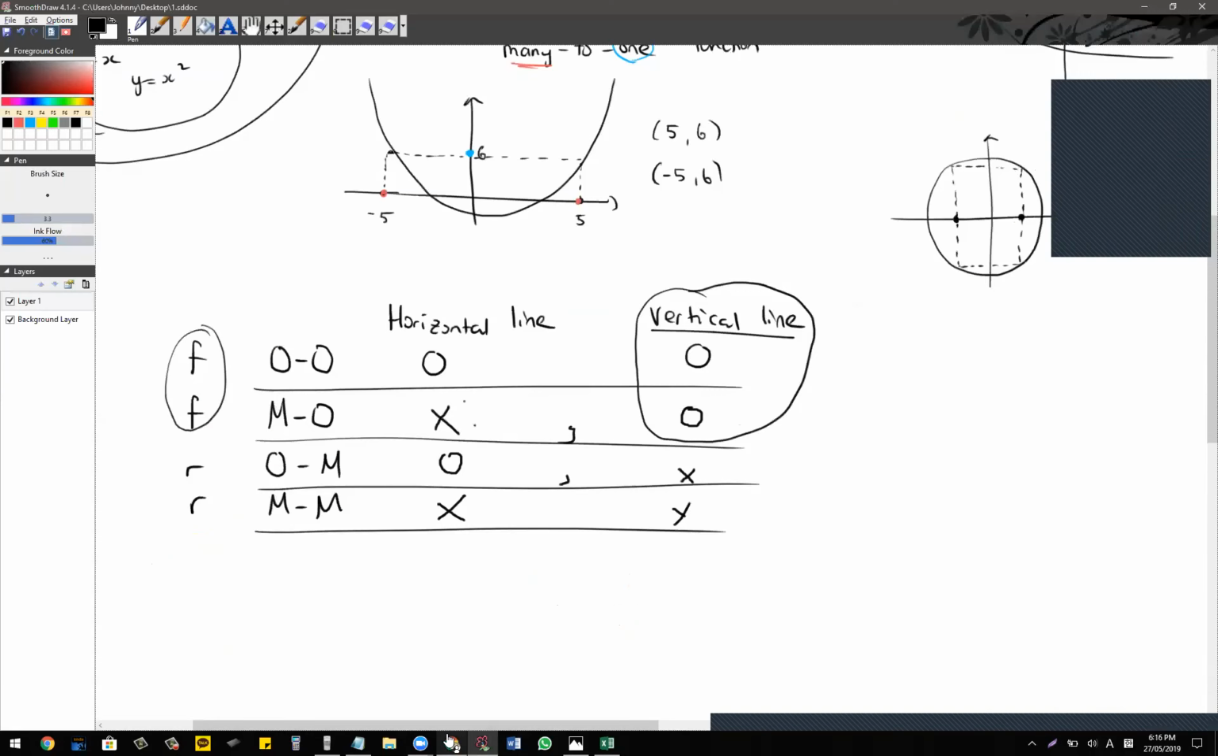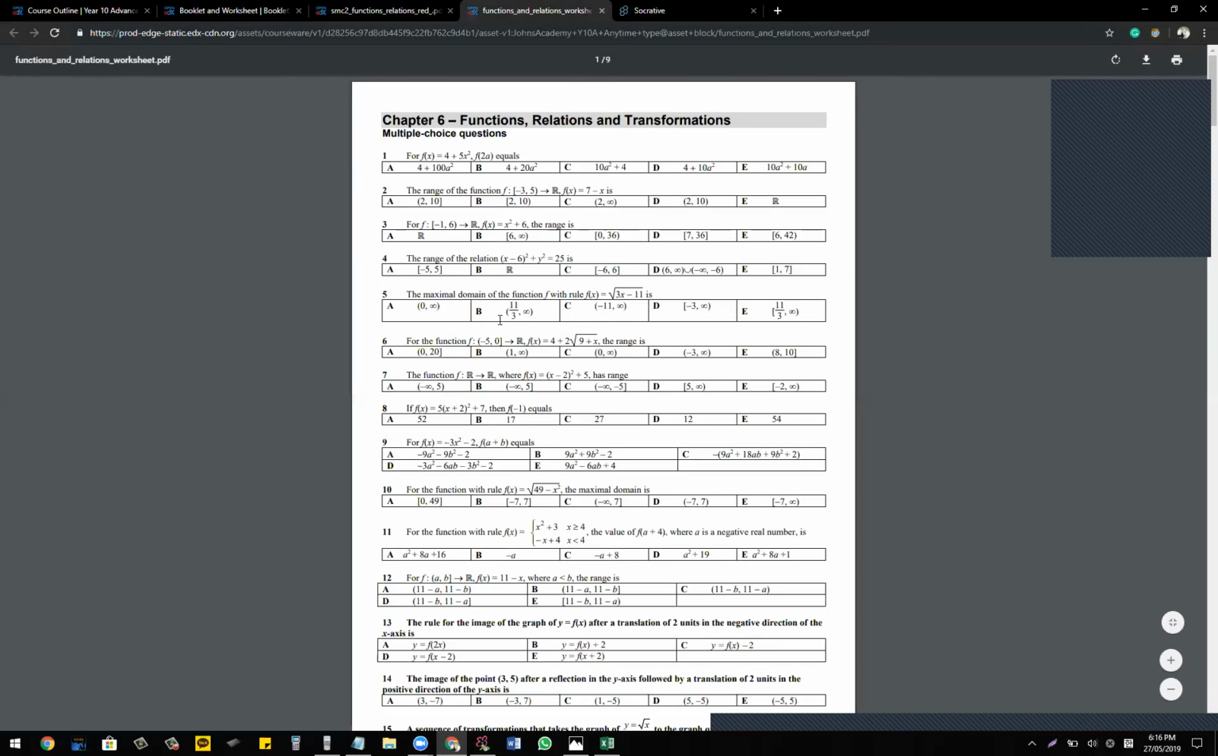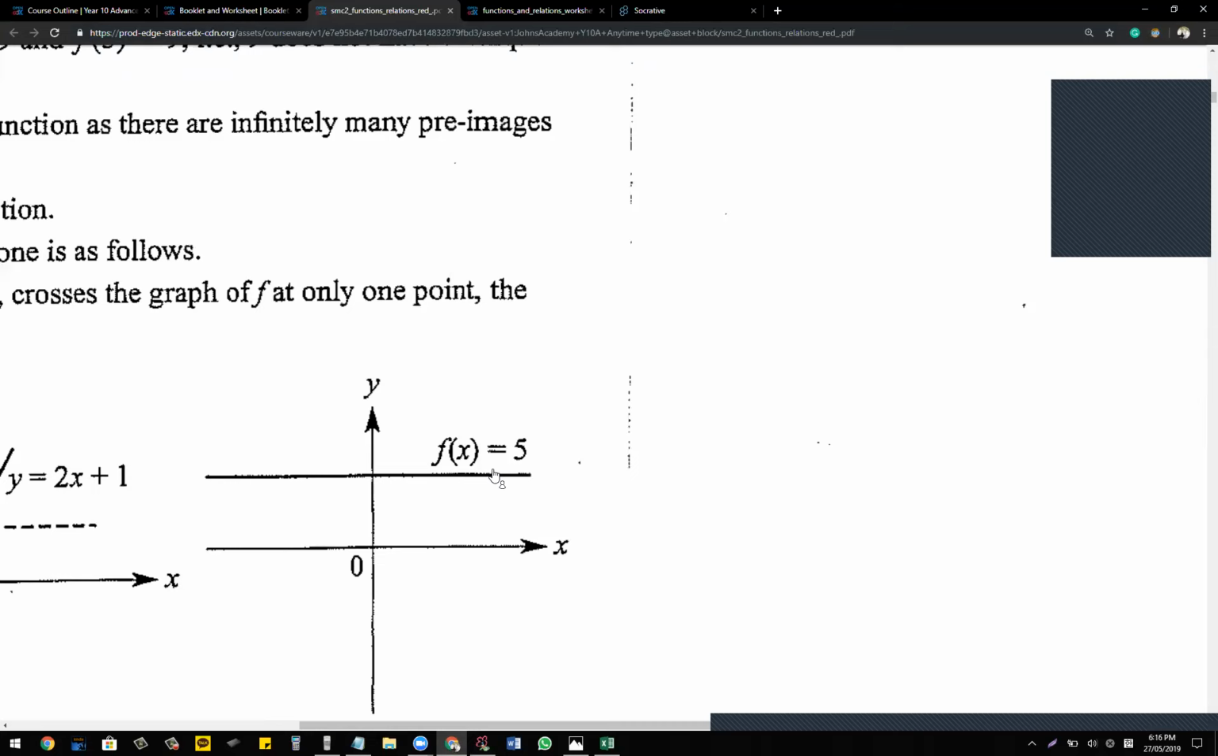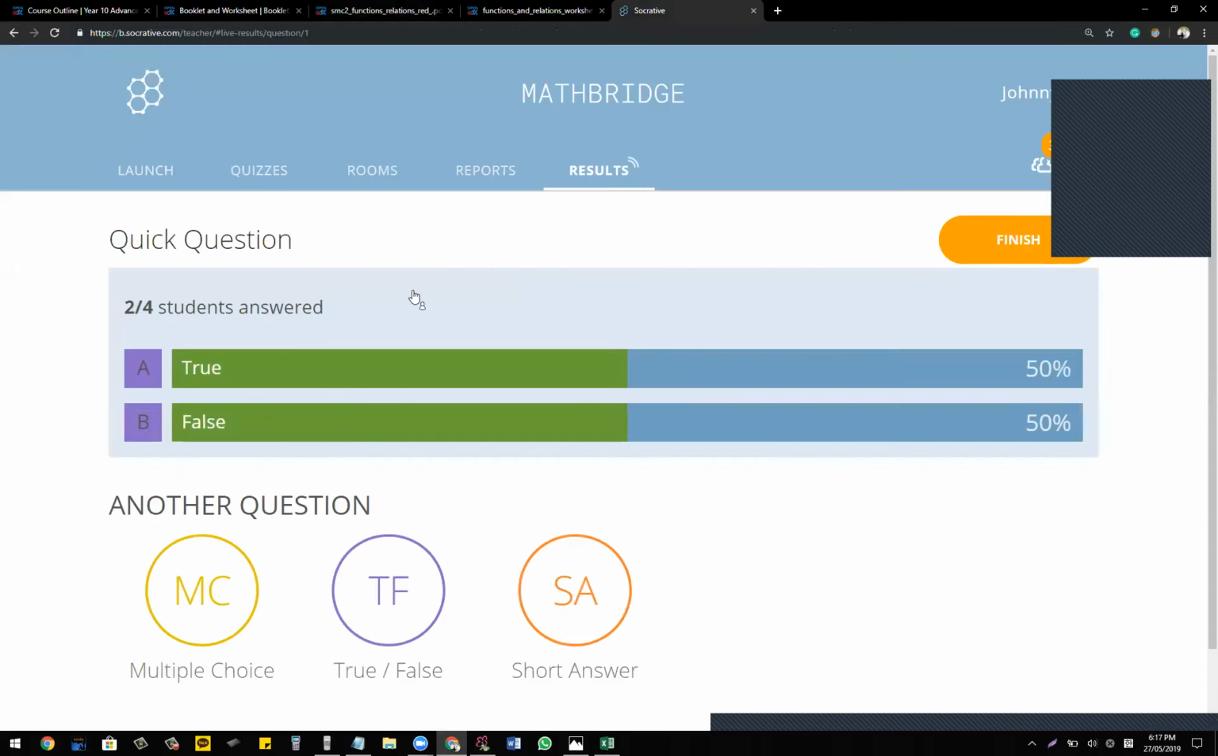So this is just a straight line thingy. Is that a function or not? Just want to see if that's a function. So, okay. So these are real responses. So one person said false, but it is actually true. So that is a function.